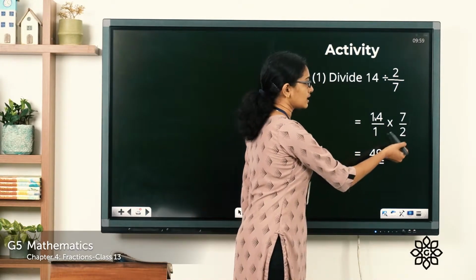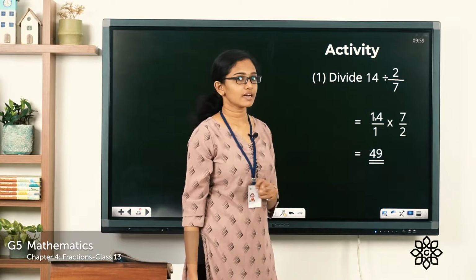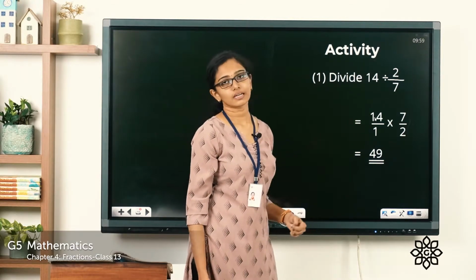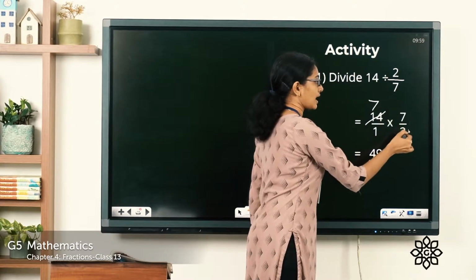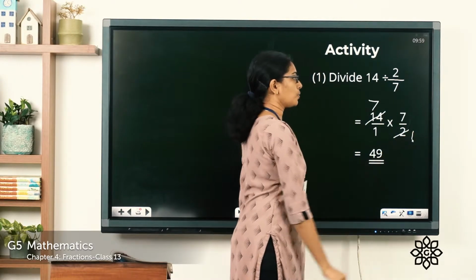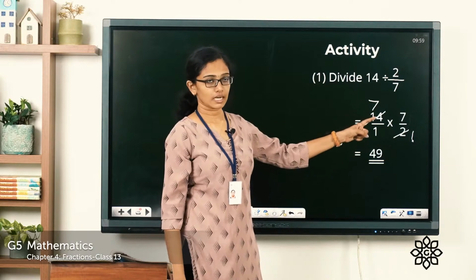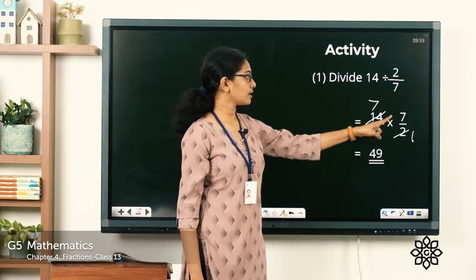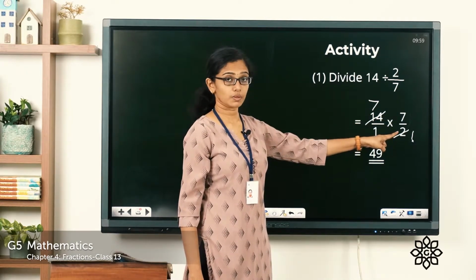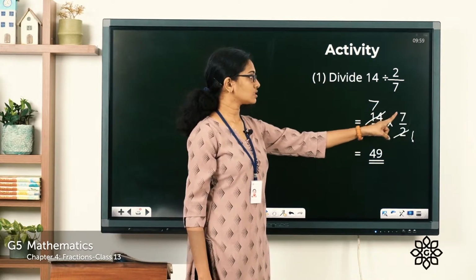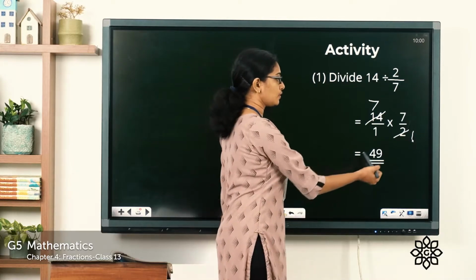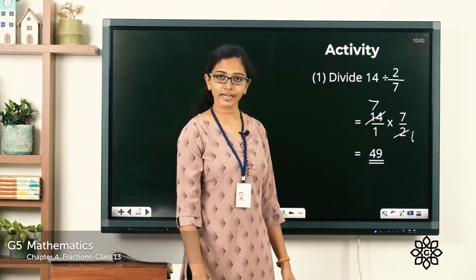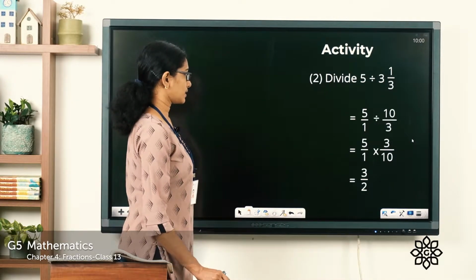Now let's cancel out the common factors to write the answer in the lowest form. Here 14 and 2 have a common factor 2. 14 divided by 2 is equal to 7, and 2 divided by 2 is equal to 1. So in the numerator we have 7 into 7, and in the denominator we have 1 into 1. So it is 49 by 1, which is equal to 49. I hope your answer is correct. Now let's discuss the next question.